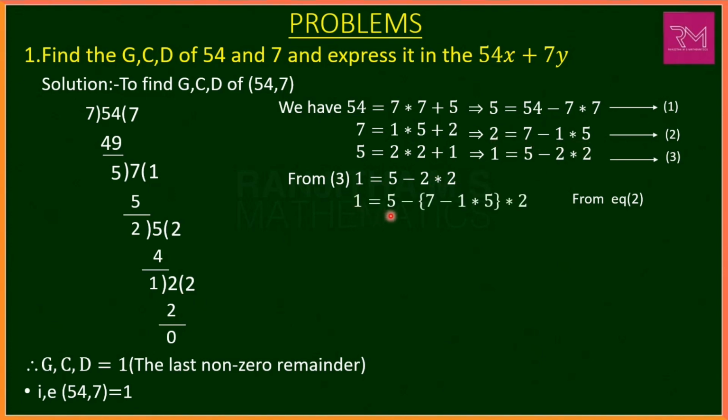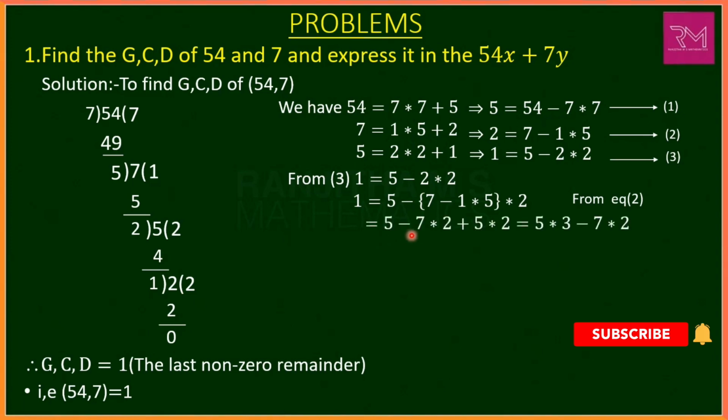That is, 1 is equal to 5 minus, in the place of 2, we can write 7 minus 1 into 5, into this 2 as it is. So this is obtained from equation 2. Next step, multiply this 2 inside the bracket. We get 5 minus 7 into 2, here minus times minus is plus, 5 into 2. Here this is 5 into 1, here this is 5 into 2. If we add these values, we get 5 into 3 minus 7 into 2.